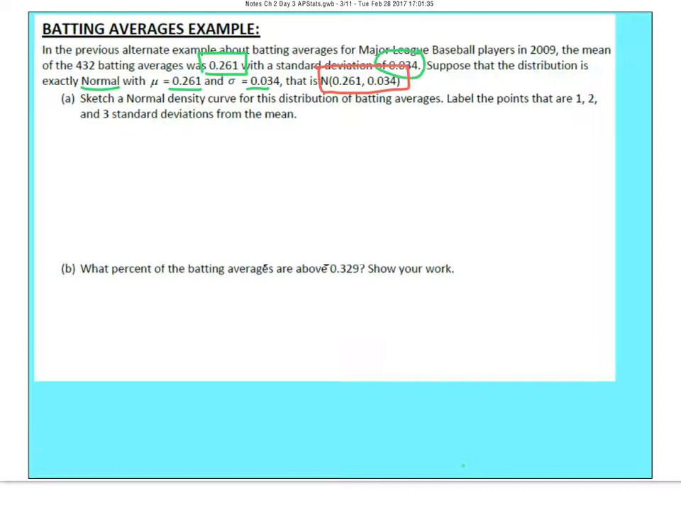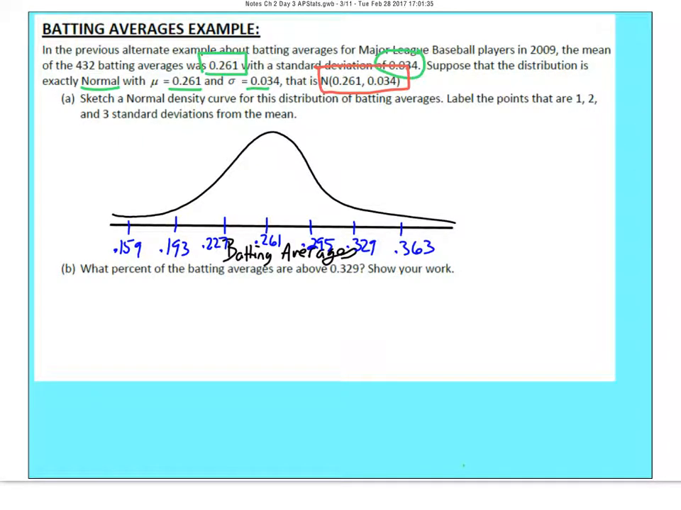When you do that, what you're going to get is a distribution that looks something like this. Again, don't forget to label the distribution below. Our mean batting average is the 0.261. I'm going to add 0.034 to each deviation on the right and subtract on the left.